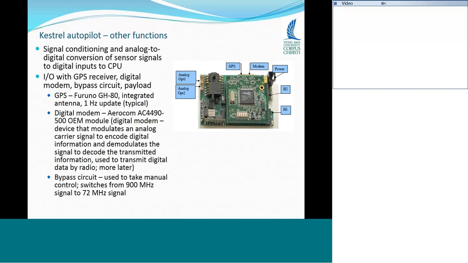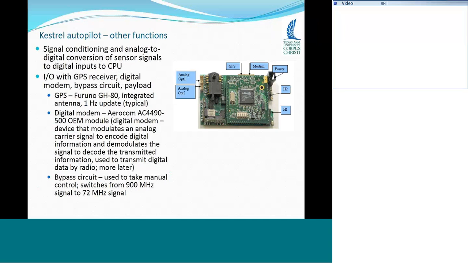Okay. Now, there are other things that are going on. There's signal conditioning, because you just want to get rid of the electronic noise that's independent of the noise of the measurements. Analog to digital conversion, because some of these things you're measuring a voltage and you have to convert that into a digital signal so you can use it in calculations. So you see here some of the different inputs, the GPS, the modem, power. The GPS is Furuno GH80 with an integrated antenna, 1 Hertz update. That's kind of typical. A digital modem.